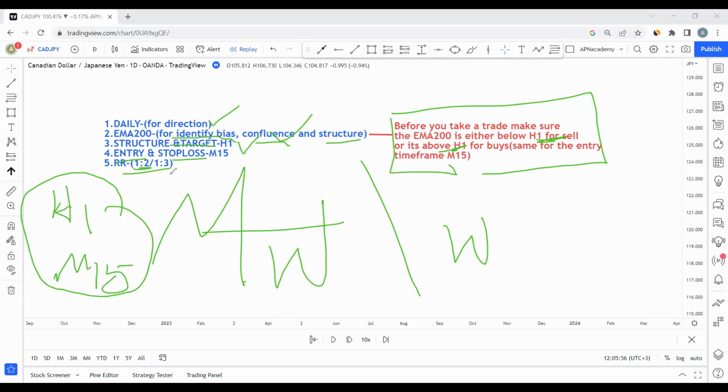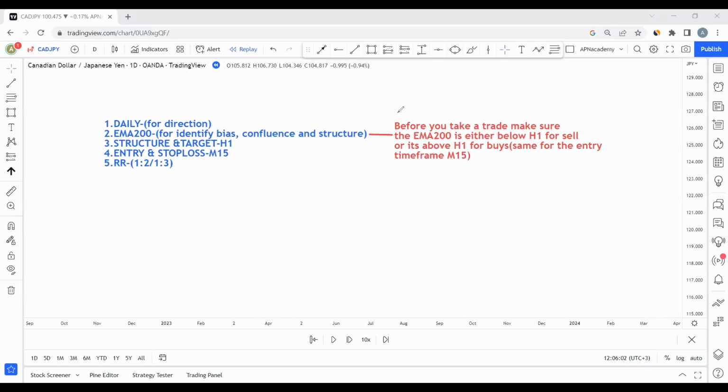Personally, I prefer 1 to 3 because it's one of the most stable risk-reward ratios I've used in all the years that I've been trading. It makes me profitable even if I go on a losing streak, which most traders do not tend to attain. So 1 to 3 will work for me.